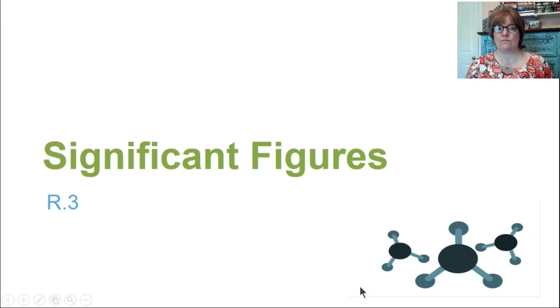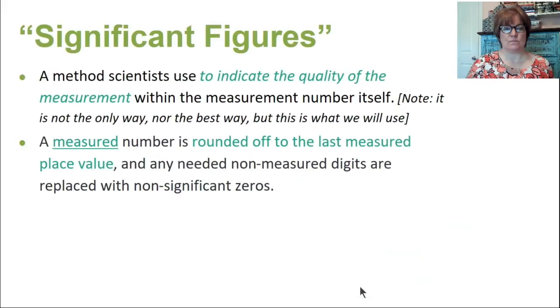So, significant figures are how uncertainty gets written into a measurement. Significant figures are a way that scientists can indicate the uncertainty of a measurement just by writing it down. They don't have to explain how the measurement was taken or how good or bad the measurement is. It's implied by the precision in how the number is written. So it's one way for scientists to indicate the quality of a measurement just by the measurement itself.